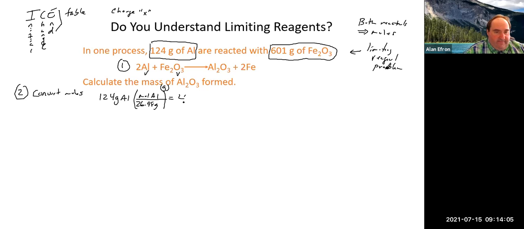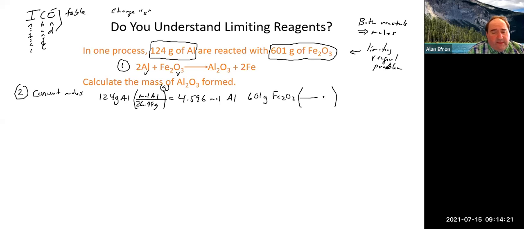which is 4.596 moles of aluminum. We also would want to do the same thing for our other reactant, which is 601 grams of iron 3 oxide.